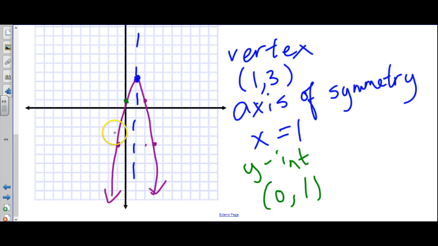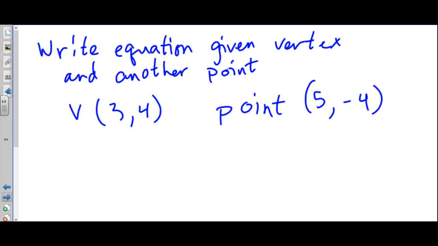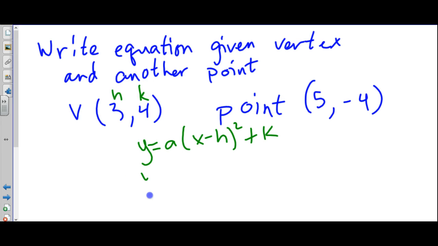So there can be some variations on how they ask questions. They may ask you to write an equation given the vertex and another point. So to write the equation, we're going to have to go back to that vertex form. Now the vertex is the h and the k parts. The x value of the vertex is h, and the y value is k. So we can go plug that in right away. x minus 3, plus 4.